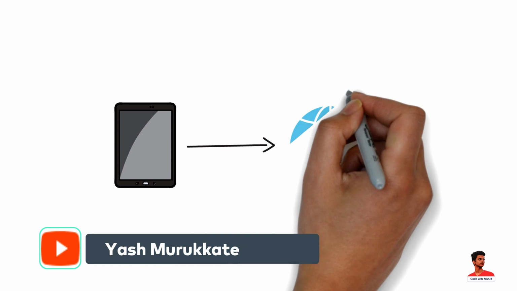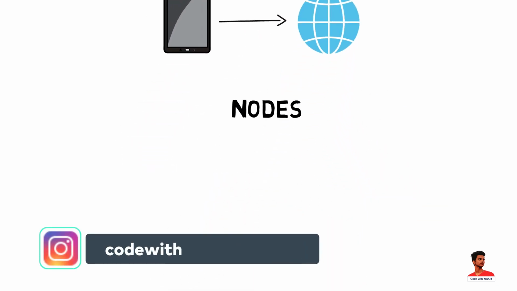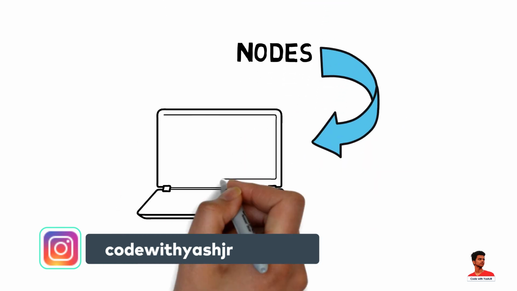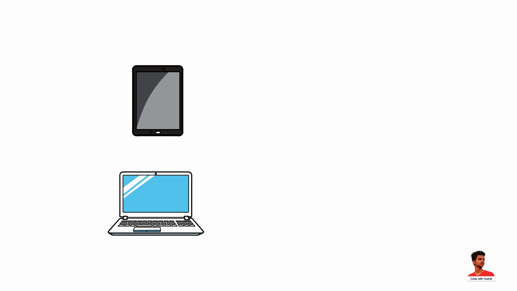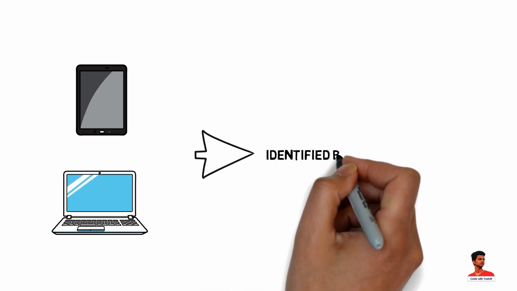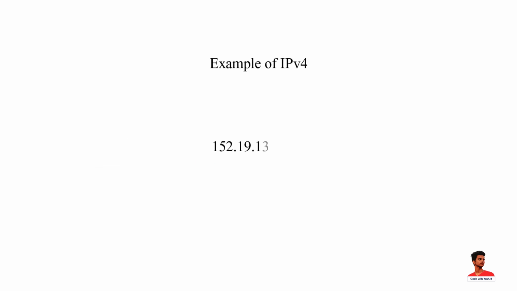The devices which are connected to the internet are known as nodes. Nodes which are in the form of computers are known as hosts. The node or host exists on the internet as identified by one unique number, which is known as an internet address or IP address. Most of the IP addresses are 4-byte long IPv4 addresses. This is an example of an IPv4 address.